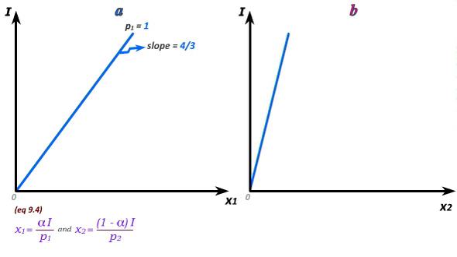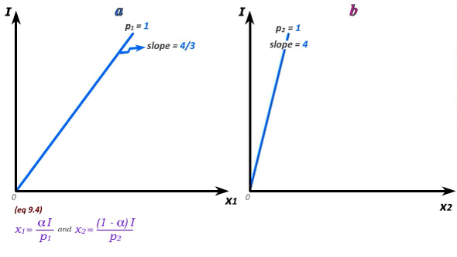In panel B, we do the same for x2. The Cobb-Douglas demand function for x2 in equation 9.4 of the text is x2 is equal to 1 minus alpha times I divided by p2, where 1 minus alpha in our case is equal to 0.25, the exponent on the x2 good in the utility function. If we assume that p2 is equal to 1, and thus the price of good 2 is also equal to 1, then this function becomes x2 equal to 0.25 times I.